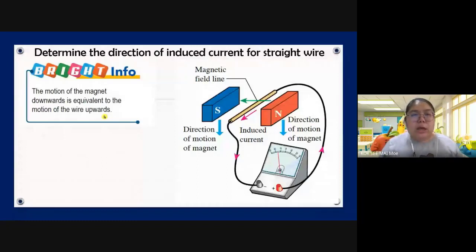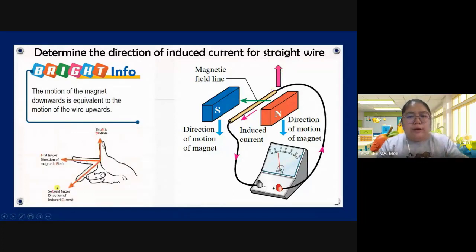So that means I don't care if your conductor wire moves up or the magnet moves down, that's the same meaning. So remember, the magnet's movement should be opposite to the direction of the conductor. Magnet moves down means the conductor moves up. So from here they show the direction of the conductor actually is up. So they're still using Fleming's right hand.